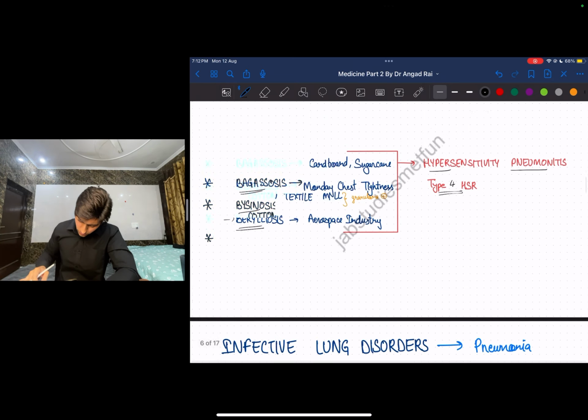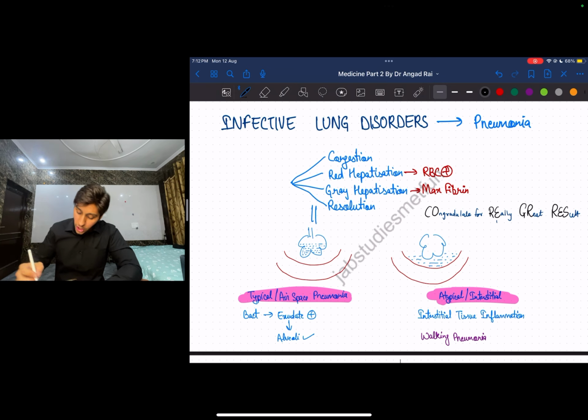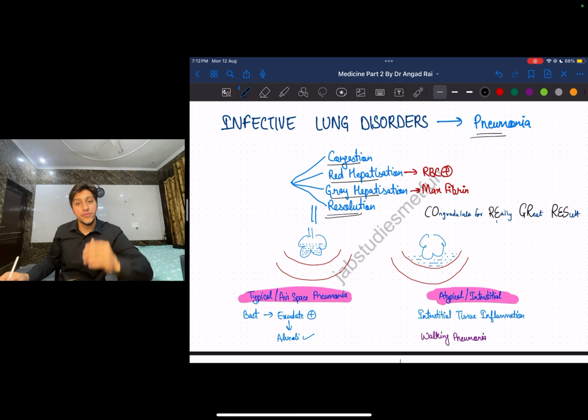Okay. Next, guys, let's talk about infective lung disorders. Specifically, we'll talk about pneumonia. Now, guys, whenever you start with pneumonia, first you need to know the sequence of what happens in pneumonia. That is first congestion, then red hepatization because of the RBCs which are present, then gray hepatization, and then resolution. You have to remember this order: congestion, red hepatization, gray hepatization, and resolution.